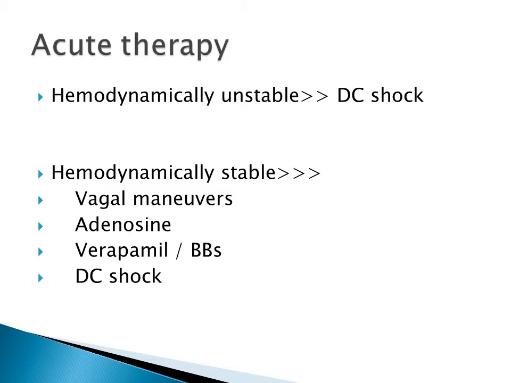We must note here, whatever the underlying mechanism, if it is AVNRT or AVRT, if there is an accessory pathway or there is no accessory pathway, as long as the patient presented with narrow complex tachycardia, the treatment here would be the same. Vagal maneuvers, adenosine, beta blocker, calcium channel blocker, DC shock.